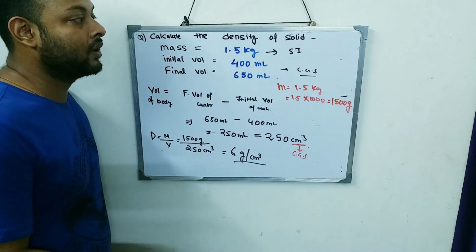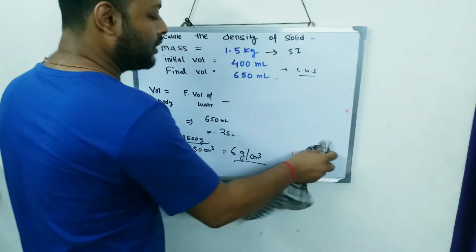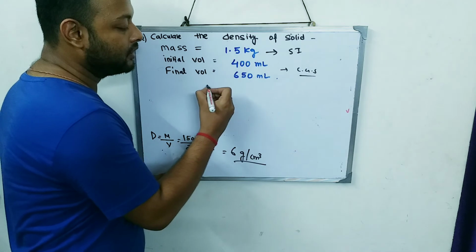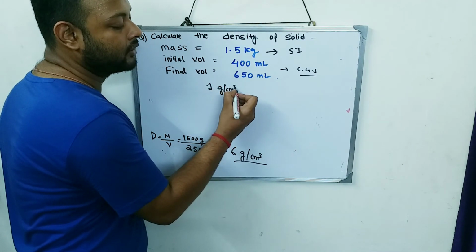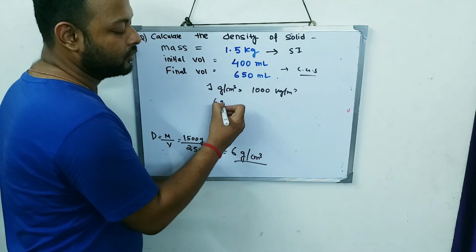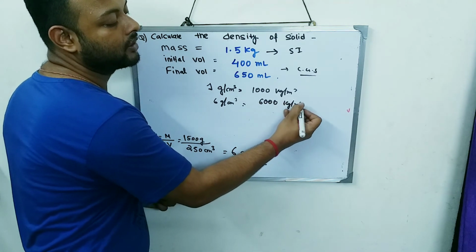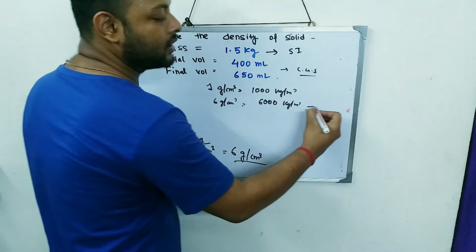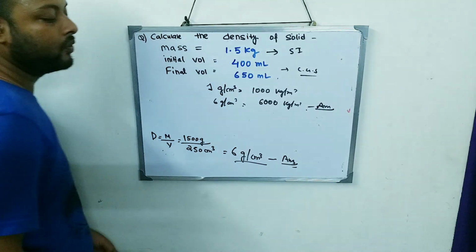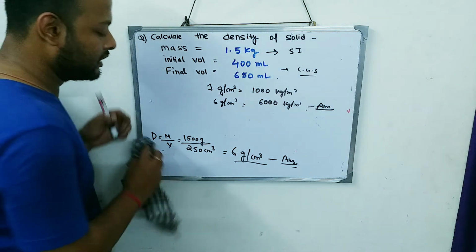Now I also want the answer, suppose, in SI unit. It is very easy. If I want the answer in SI unit, I need to follow the simple relationship: 1 gram per centimeter cube is equal to 1000 kg per meter cube. So 6 gram per centimeter cube will be equal to 6000 kg per meter cube. So this is one answer in SI unit, and this is the other answer in CGS unit. I hope you understood how to do the sums. As we proceed, we will do some higher difficulty sums.